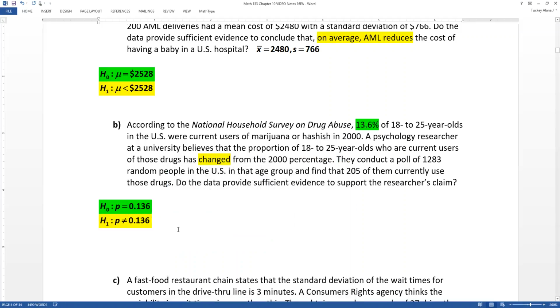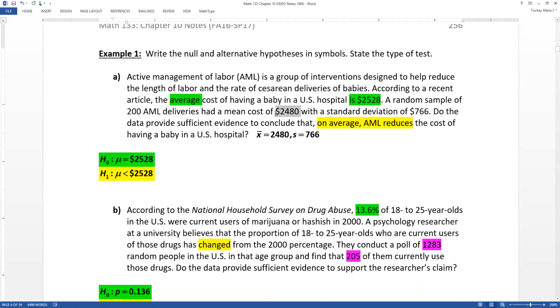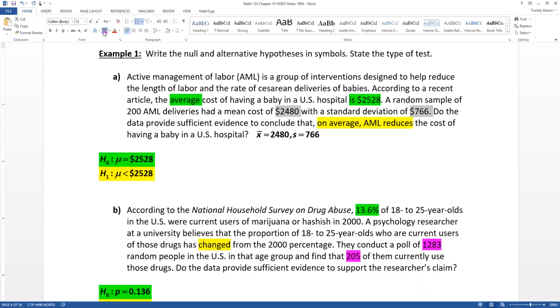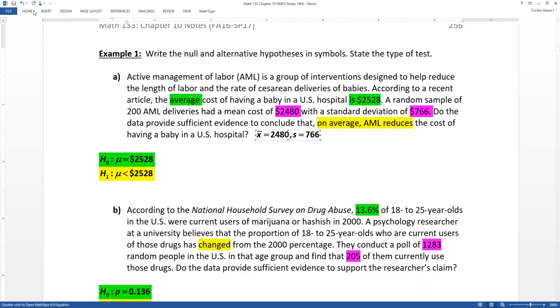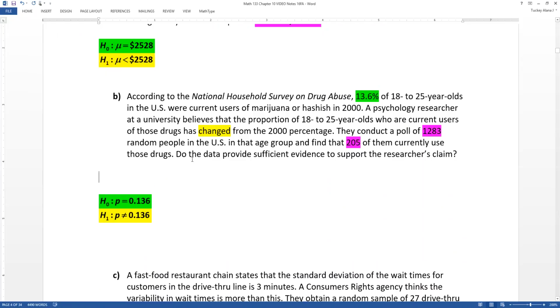So you might be wondering, well, what's all the other information? Well, the other information they're giving us is this 205 and 1283 business. That's actually X and N to create a p hat. So similar to how 2480 and 766 were the sample data up in this problem above that gave us sample information that we could use to test it, which we haven't gotten to yet. That's in later sections. And remember, the 2000 is just a year, so that doesn't mean anything at all.